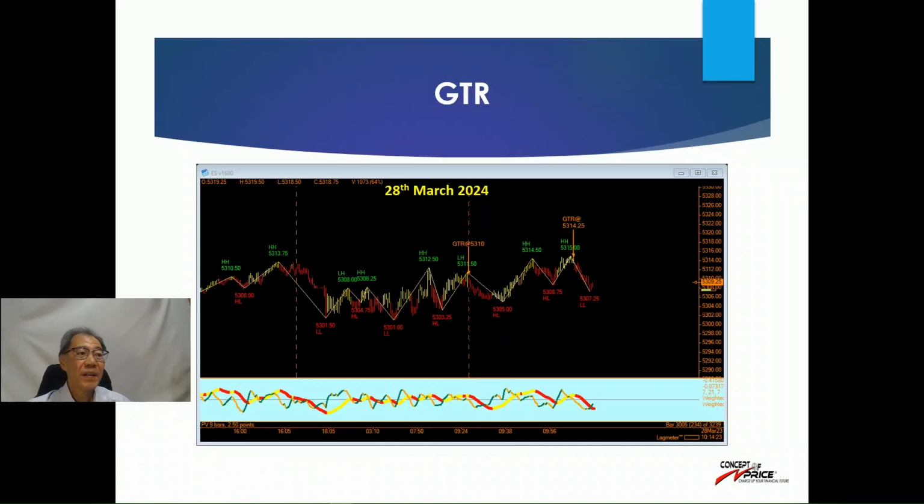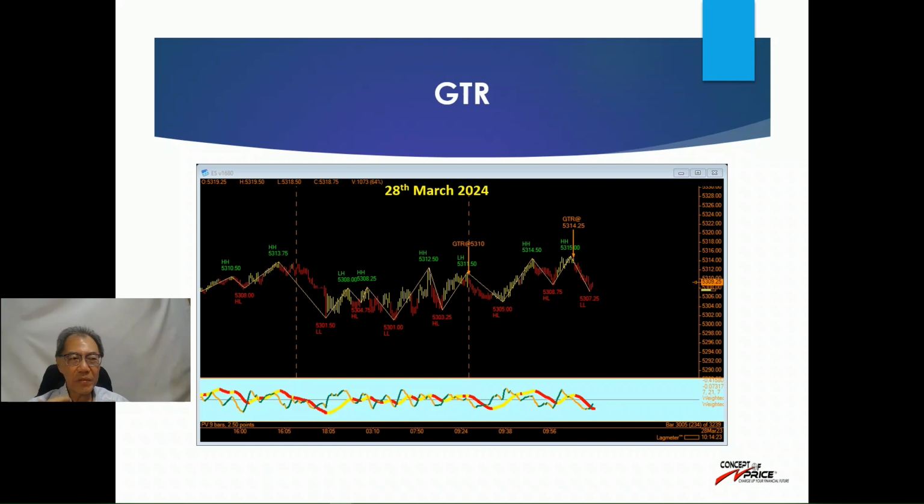So on the 28th of March, just a few days ago, we had GTR. The market started, and there was the first GTR here, and subsequently about 10, 15 minutes later, another GTR occurred over here. GTR by itself is already a very popular strategy. It has good accuracy, good returns, but along the way we have further enhanced it.